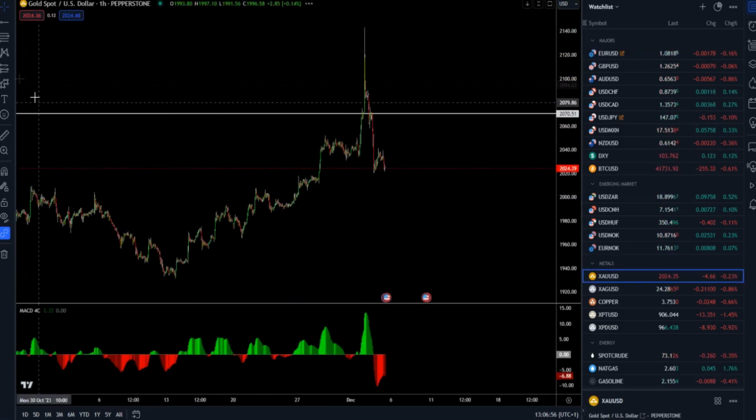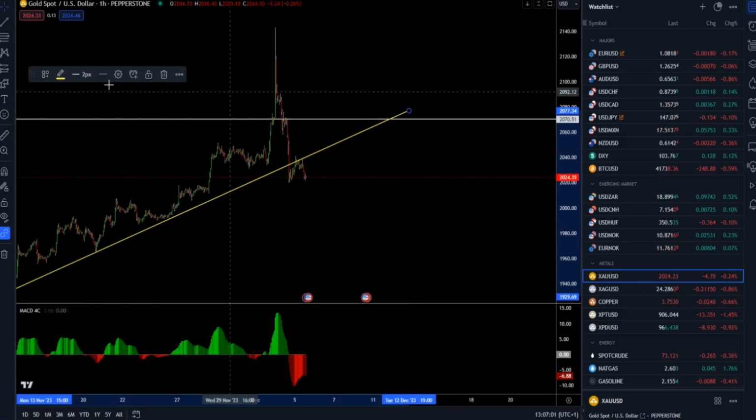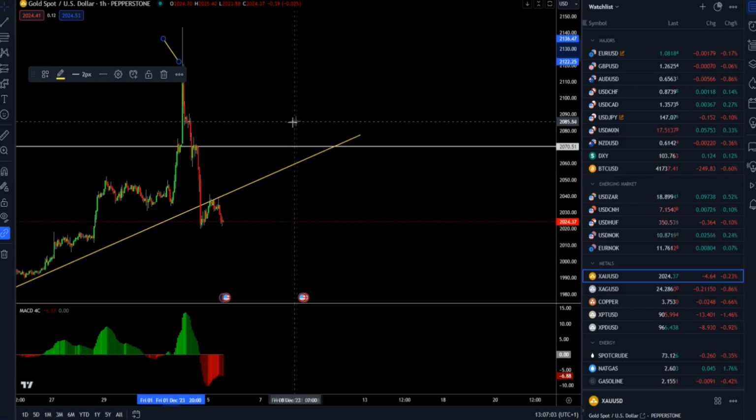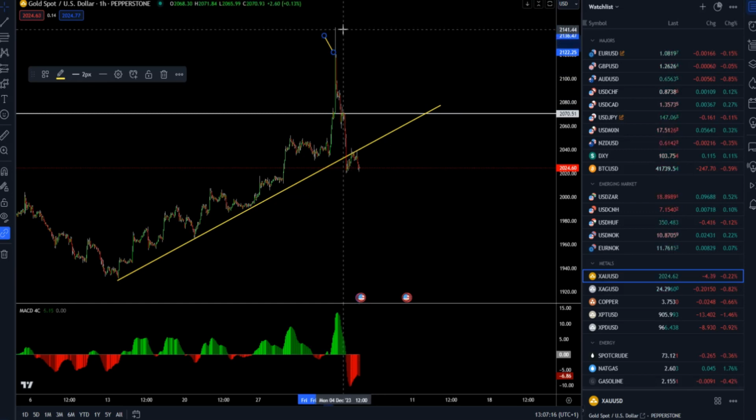If we speak about the gold market, this is something that I mentioned yesterday in my previous forecast. There was strong selling, and at this point we had potential for further downside movement. This was a big fake breakout of a multi-year resistance around 2070, 2075. The market went all the way to 2141.